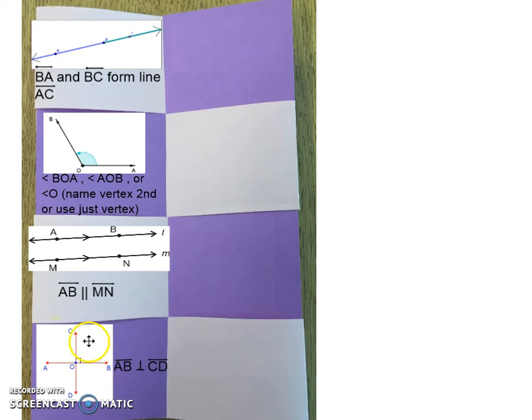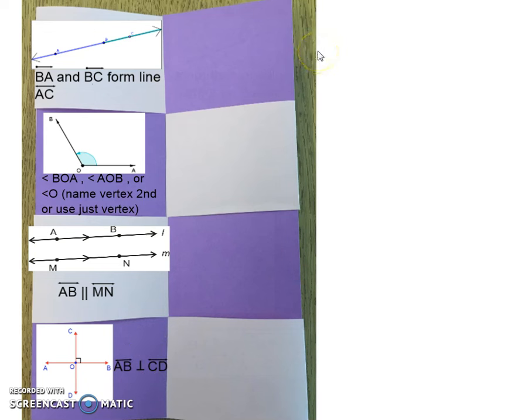The reason why we don't just make it a cross like this is because then it would look like a plus sign. So we have to have a different symbol so it doesn't look like we're adding. So we just do the upside down T and then you name the other line CD. So this reads line AB is perpendicular to line CD.